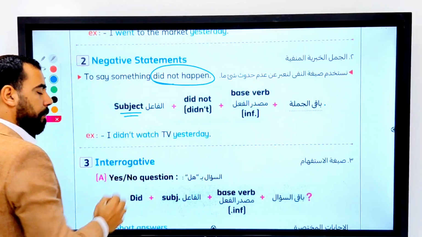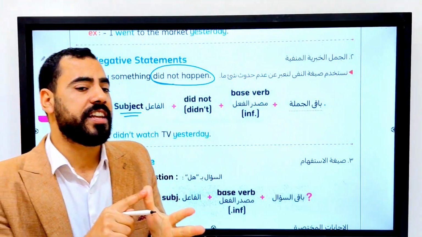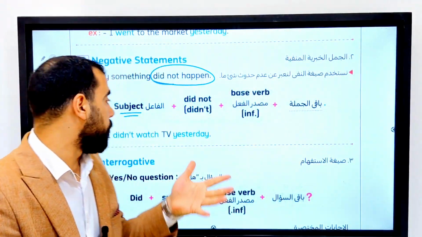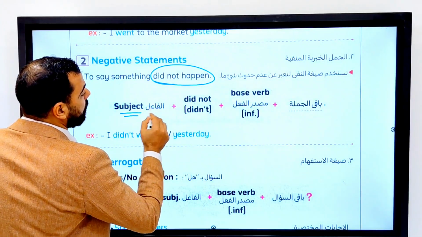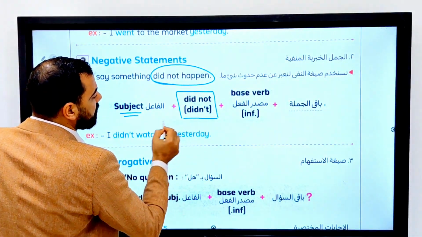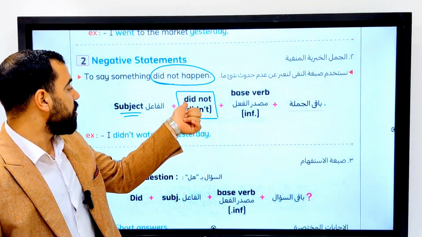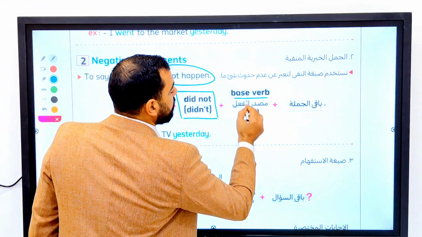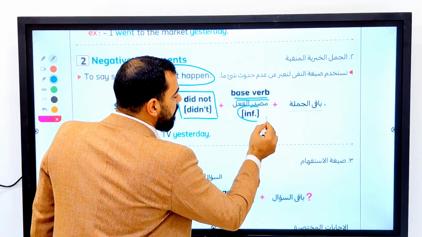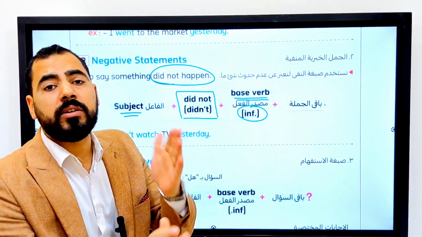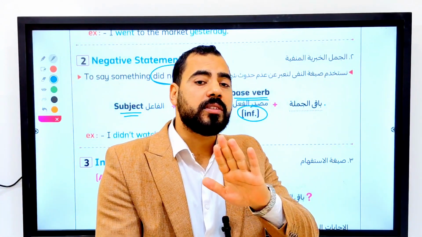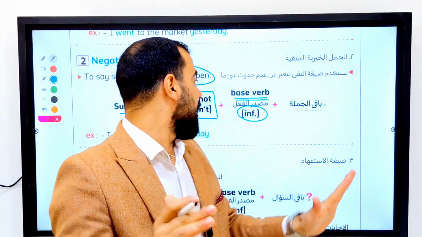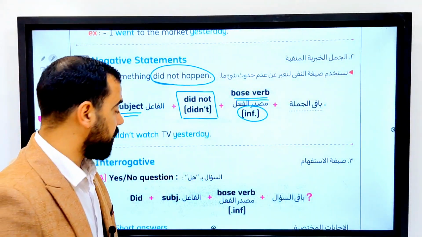Okay, so we start with the subject: I, he, she, it, singular noun; we, you, they, plural noun. After the subject, we add did not or didn't. Okay, you can say did not or didn't, and the base verb. The verb in the infinitive, the verb without any addition, the verb without ed or ied.